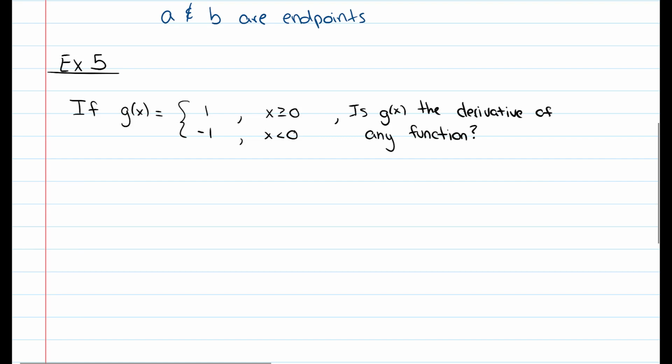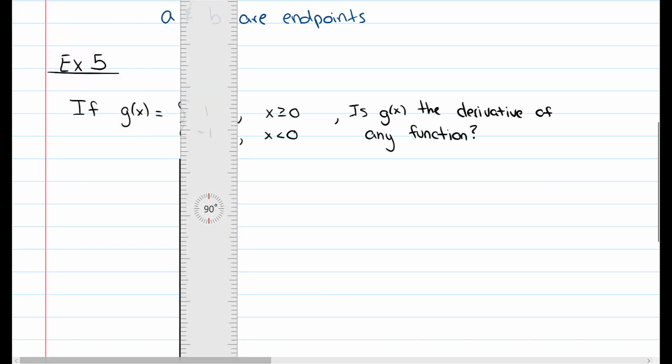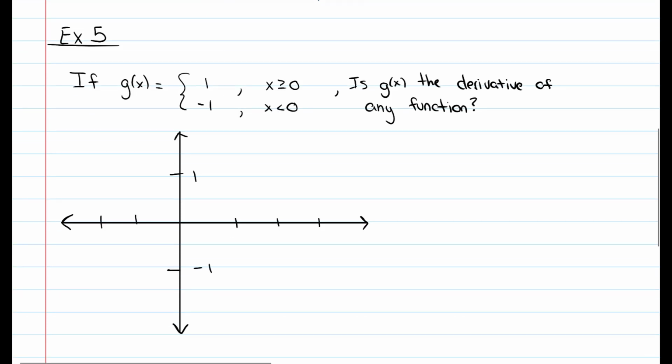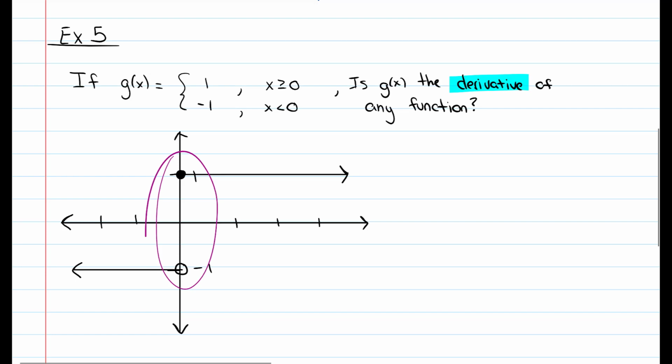Example 5. If g of x is equal to 1 when x is greater than or equal to 0, and negative 1 when x is less than 0, is g of x the derivative of any function? So let's go ahead and actually graph this really quick. Alright, so this is my graph. And we can see that the derivative is not continuous. So right away, we know that g of x is not the derivative of any function because the derivative has to be continuous. So now we're going to use the intermediate value theorem to show that.